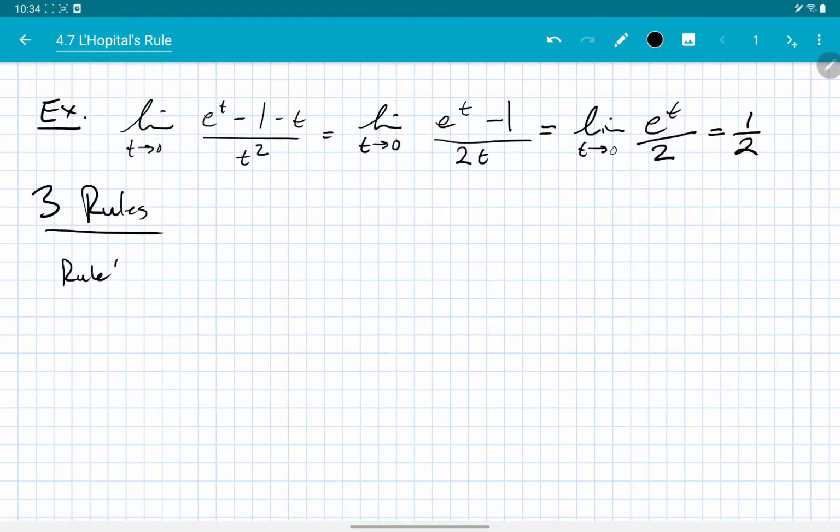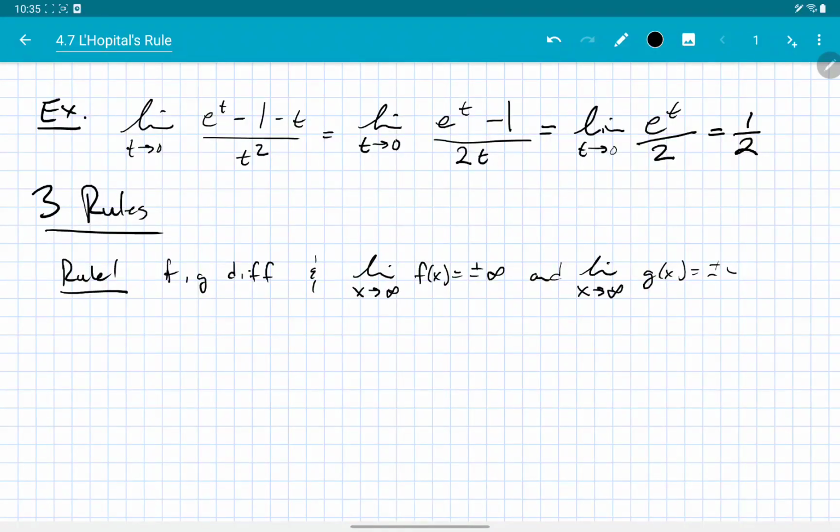Rule 1. We have f and g differentiable, and the limit as x approaches infinity of f of x is plus or minus infinity, and the limit as x approaches infinity of g of x is plus or minus infinity. So here we're trying to find a limit at infinity, not a limit at a finite value like 0 or a. If you have this situation where both the numerator and the denominator go to infinity, and you're trying to take a limit, then you can use this L'Hopital's rule.